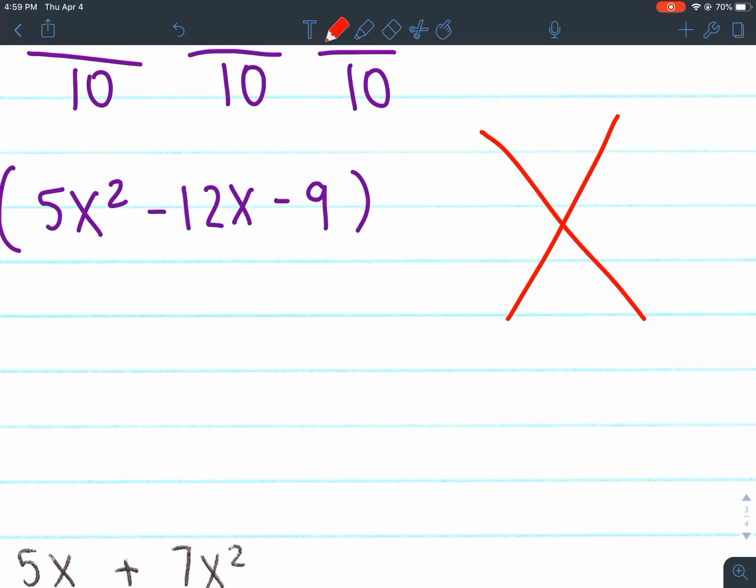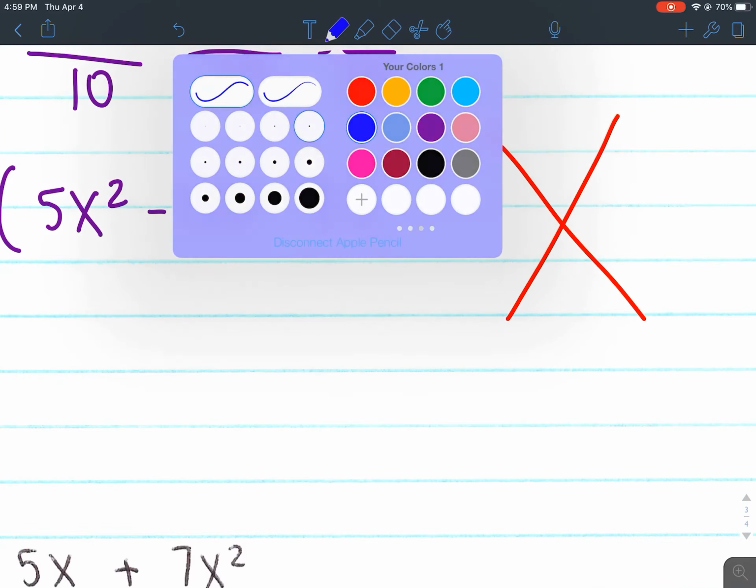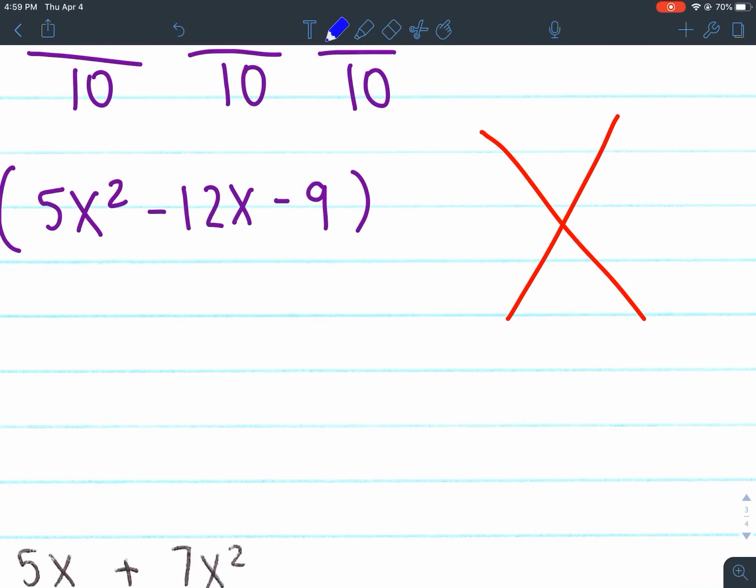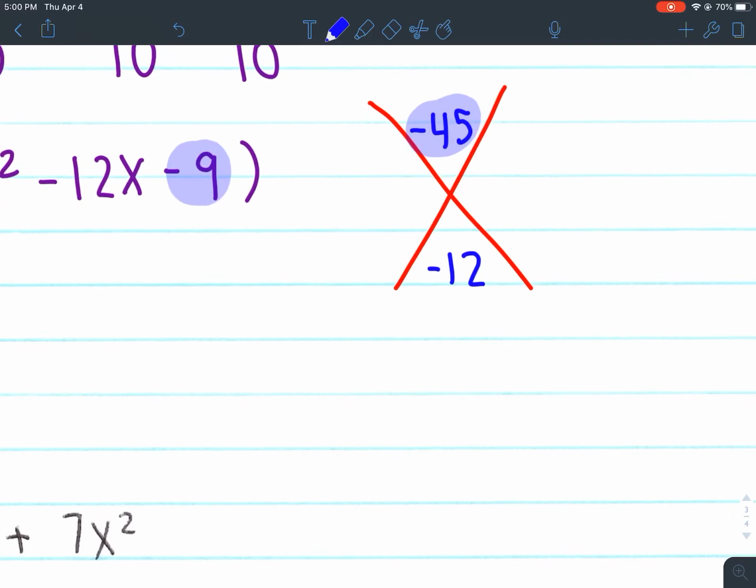So, we're going to draw our X. Now, what number is going to go in the top? It's going to be our A times our C. So our A here is 5, and our C is negative 9. So that's going to be negative 45. Okay, that's where that number comes from. And then we have negative 12 down here.